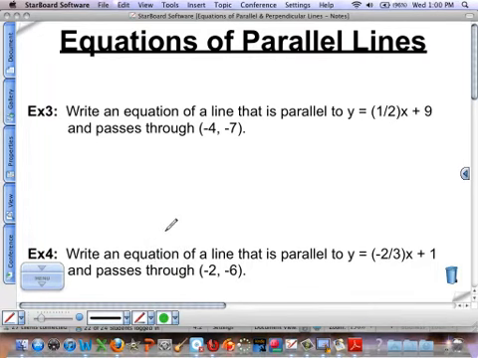All right, Jake, what is the equation that I have to be parallel to? Half x plus 9. Okay. So again, let's list out our original slope. What is my original slope? Half. And what does that make my parallel slope? Half.